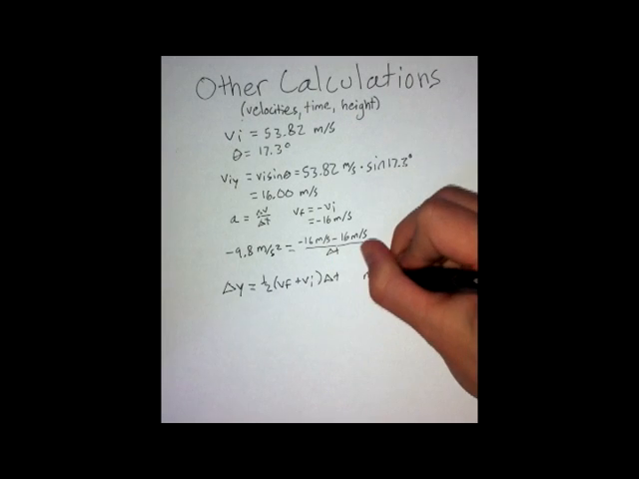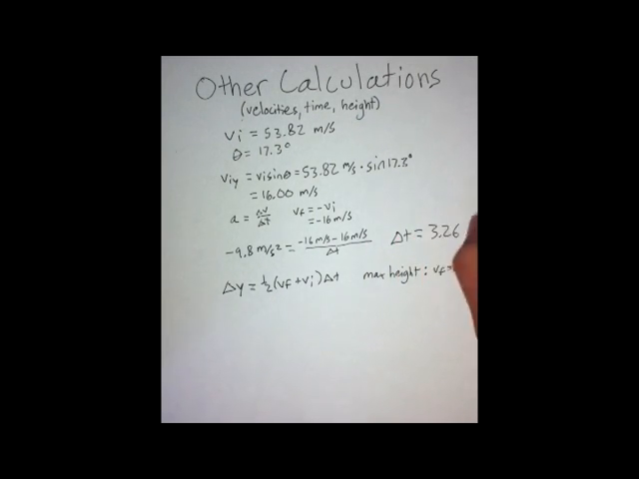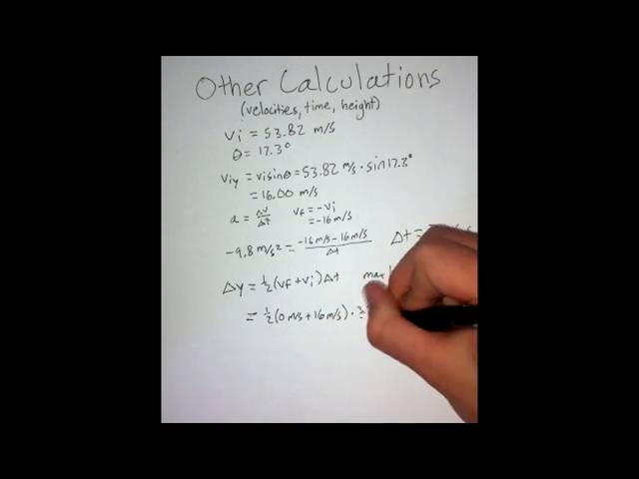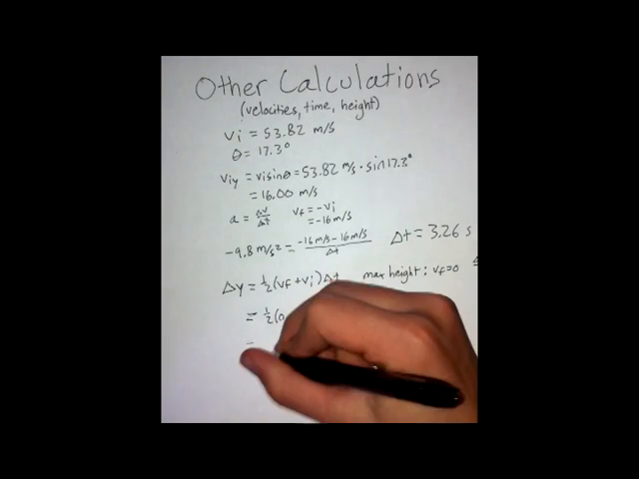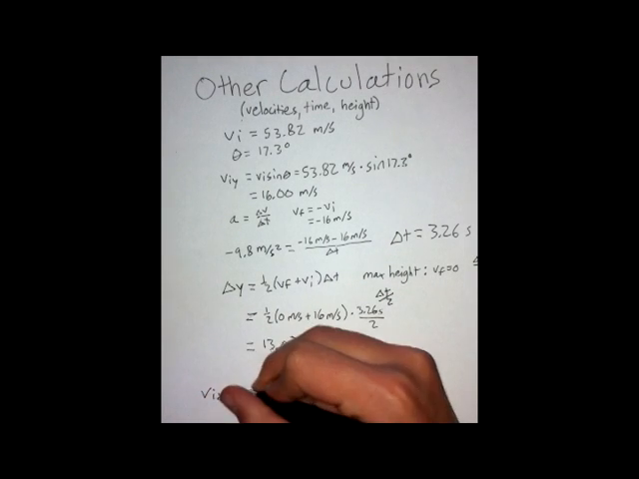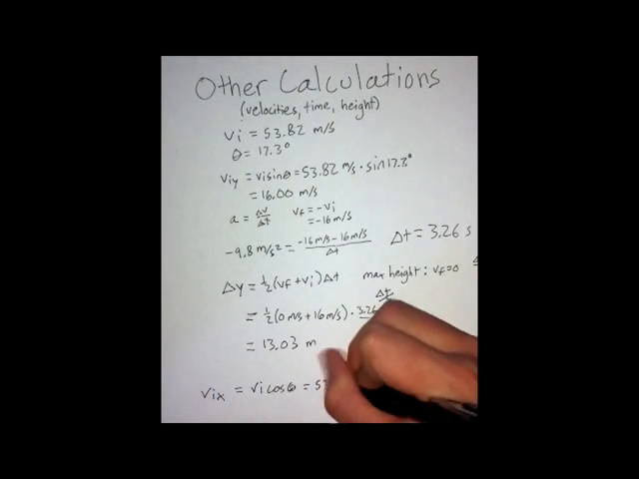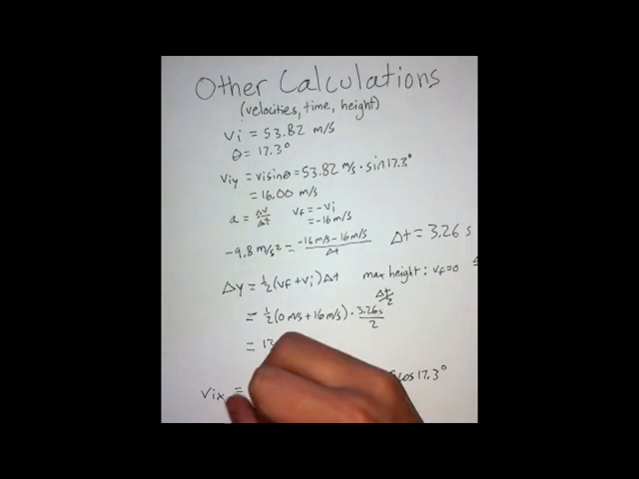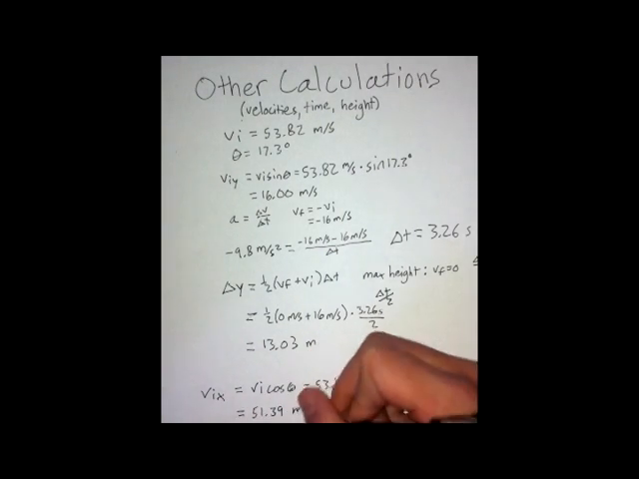Now, to find the max height, we know that the final velocity in the y direction is 0 meters per second, and the time at this point is half that of the total flight. Now that we know that, we can find a maximum height of 13.03 meters. And in addition, the velocity in the x direction is a constant 51.39 meters per second throughout the flight.